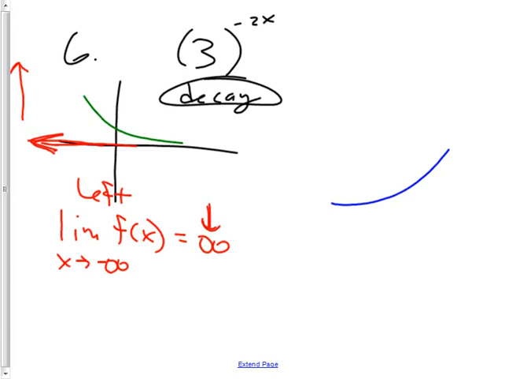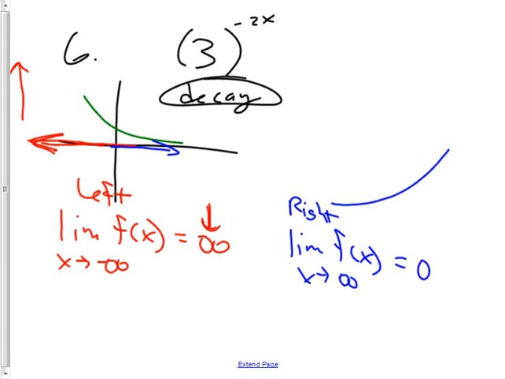My right limit starts exactly the same way. Limit of the function as x approaches whatever, and this is the right side now. So if I go way over here, it's going to be x approaching positive infinity. And when I get there, what's the y going to be? You are right. 0. Okay.